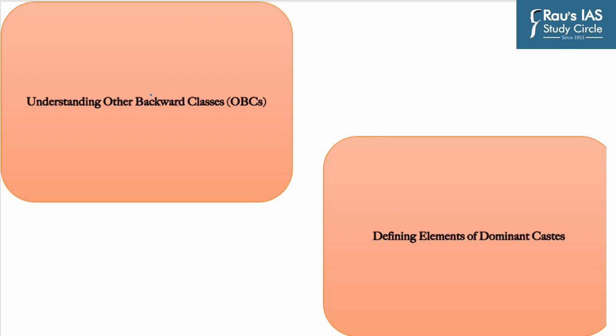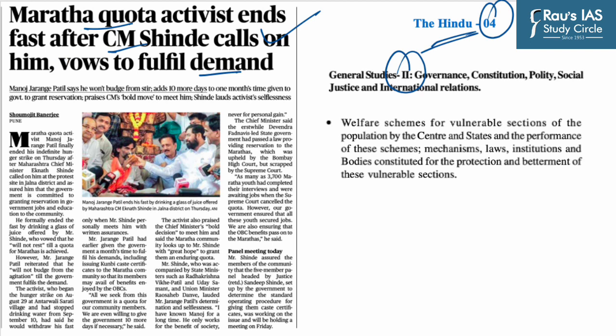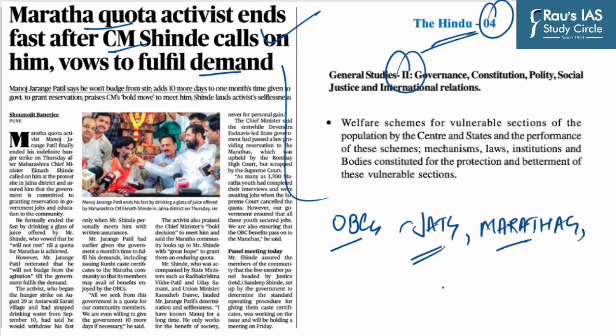Before moving on to the broader topic, that is reservation, first let us understand other backward classes. OBCs in India are a diverse group encompassing various communities and sub-communities united by their classification as educationally or socially disadvantaged by the government. This article delves into the demands for OBC status by dominant caste groups such as Jats, Marathas, and Patidars. It also provides insights into the OBC classification and the historical context surrounding these demands.